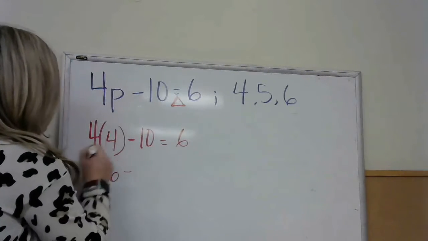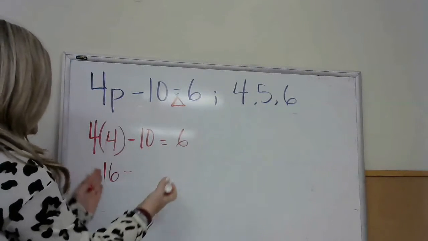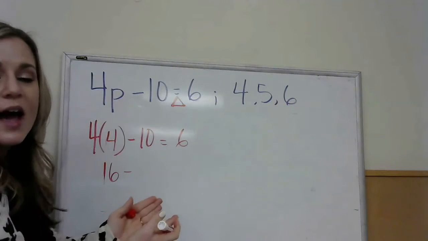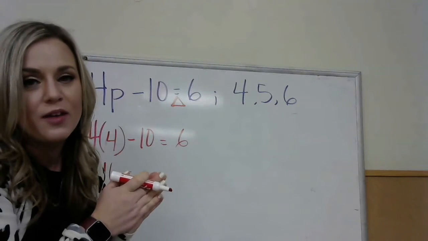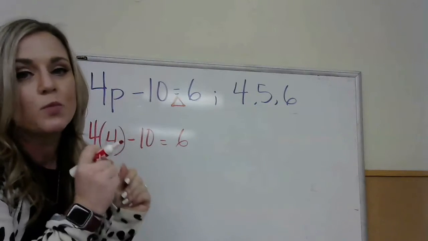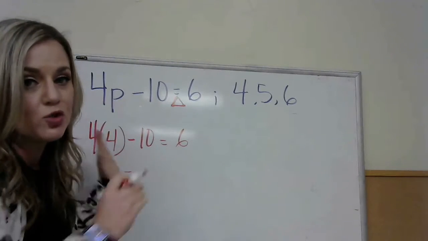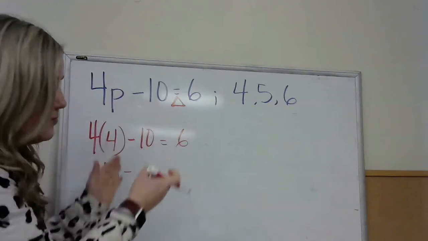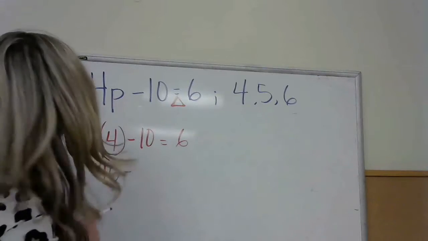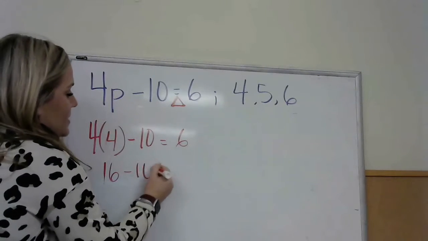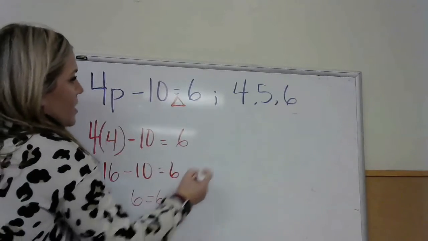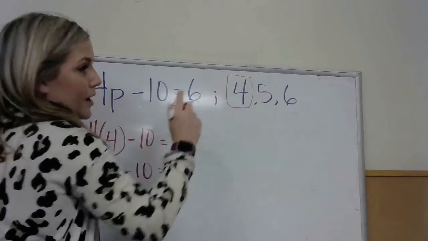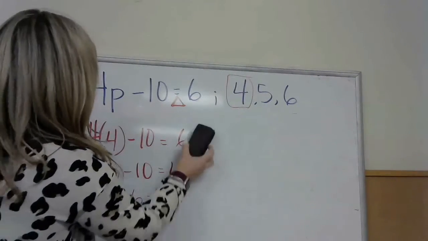And guys, as I work it out, it needs to end up in an upside down triangle. I'm telling you, that is the easiest way to keep up with everything. So please promise me that you're going to attempt to work the steps. All right, so 16 minus 10 equals 6. Well, I know that 16 minus 10 is 6. So we know right now 4 is a solution to this equation.